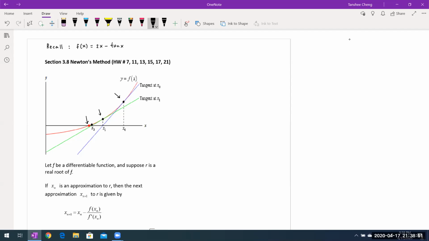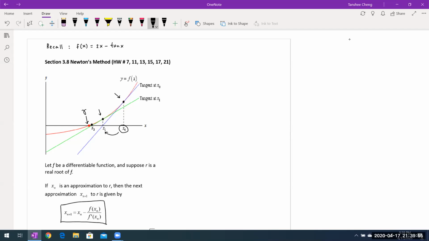In order to find the tangent line, first the function has to be differentiable on a certain interval. Therefore, let f be a differentiable function, and suppose that r is a real root of the function. If x sub n is an approximation to r, then the next approximation x sub n plus 1 to r is given by x sub n plus 1 equals x sub n minus f of x sub n divided by f prime of x sub n. Okay, so the derivative is involved here. Basically, if we know this is an approximation for the real root, then the next approximation can be obtained by this formula right here. That way I can keep reusing something that we had before.